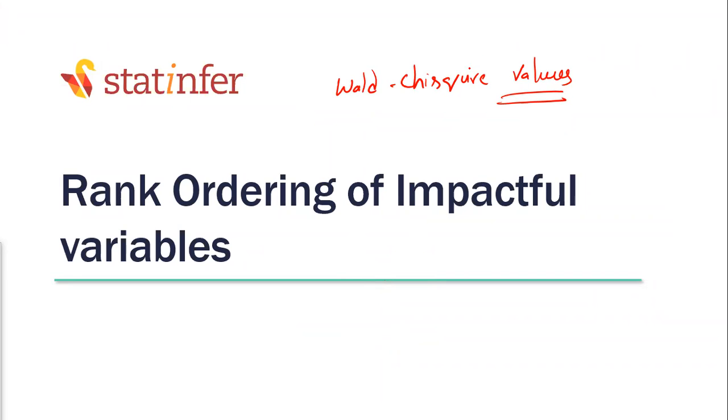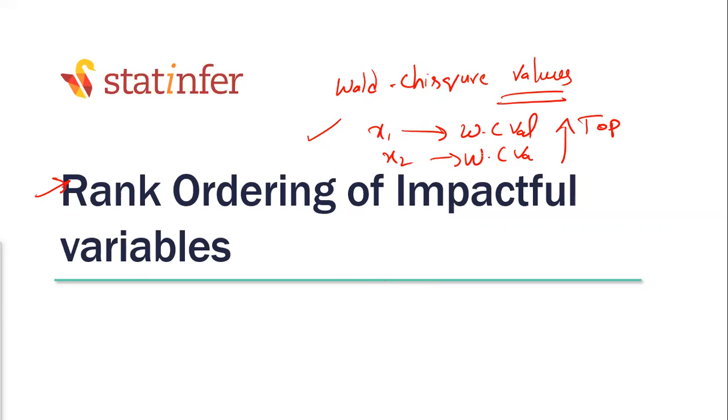In the summary, Wald chi-square values are not given. So for every variable, for x1, calculate the Wald chi-square value. For x2, calculate the Wald chi-square value. If Wald chi-square value is higher, then the variable is impactful. I mean, we can rank order it. It is impactful, but it is top impactful, because we have already considered only variables that are most impactful. So you have to look at the Wald chi-square value for every variable. The higher the Wald chi-square value, the higher the impact of the variable.